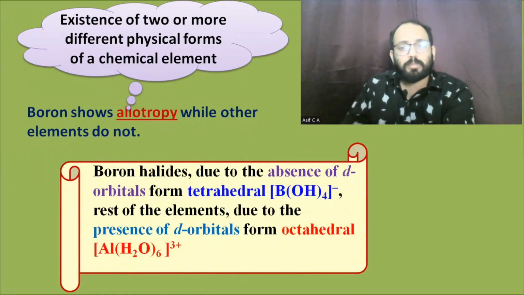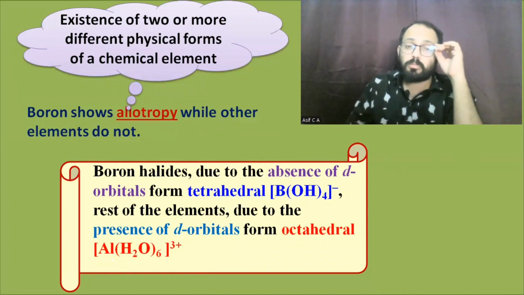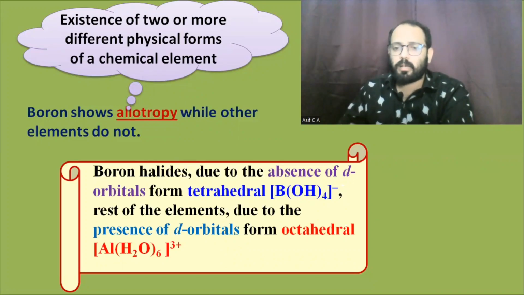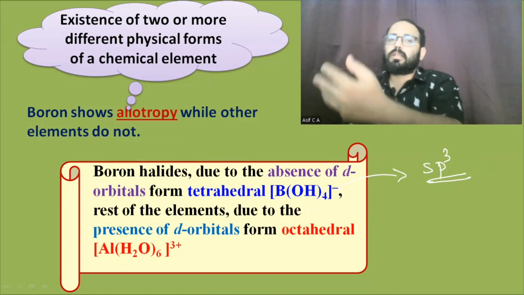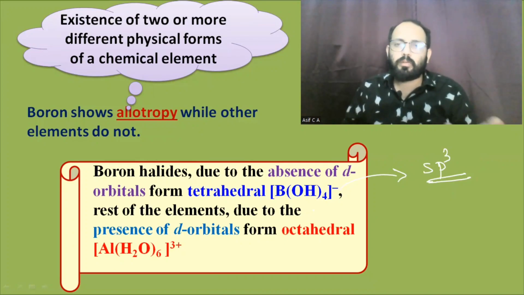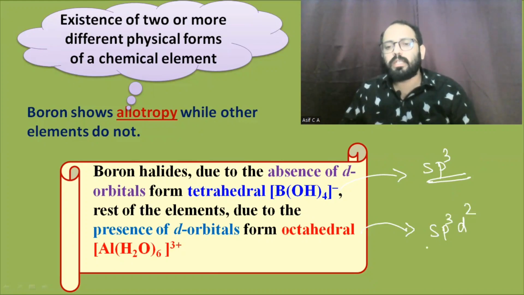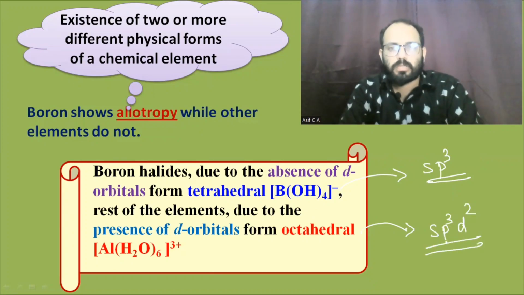Boron halides, due to the absence of d orbital, form tetrahedral B(OH)4 minus. The rest of the elements, due to the presence of d orbital, form [Al(H2O)6]3+ octahedral. We have already discussed this, right? So in B(OH)4 minus, sp3 hybridization comes. He does not have d orbital, so can he go to sp3d? He cannot, because he does not have d orbital. But those who have d orbital, what can they do? They can form octahedral complexes, because they can form sp3d2 hybridization. If the hybridization is sp3d2, then it is octahedral.